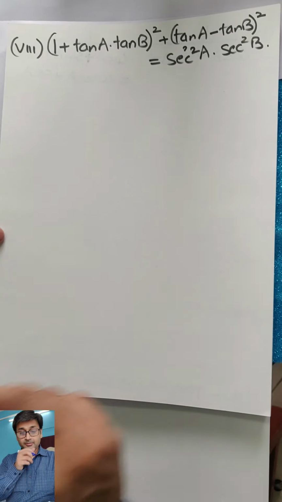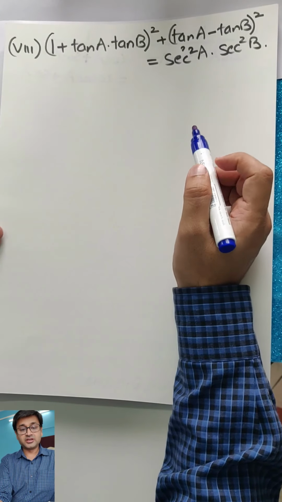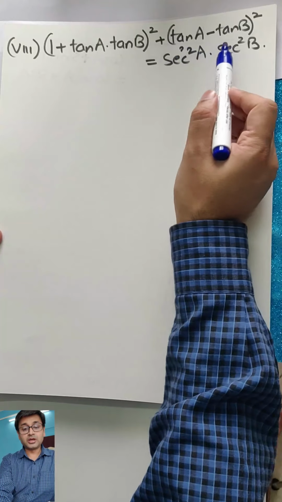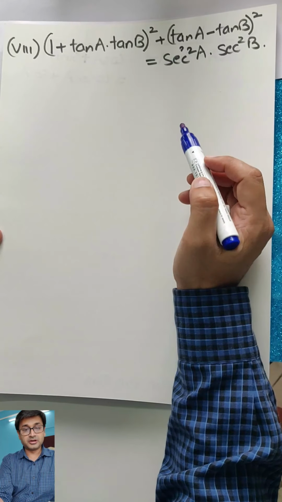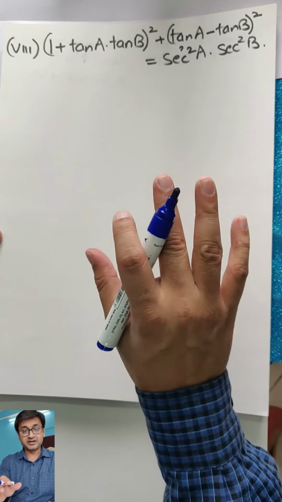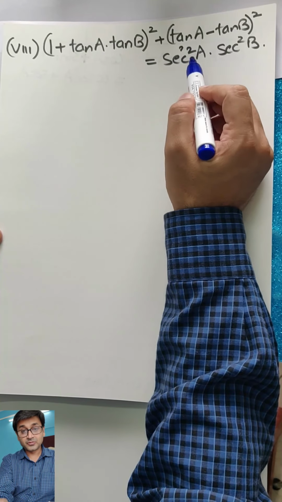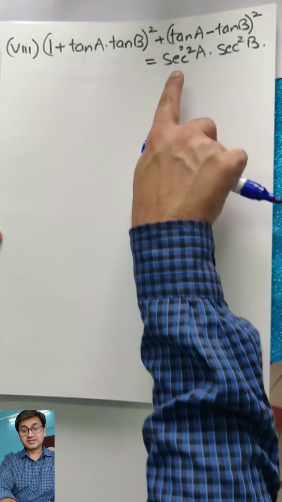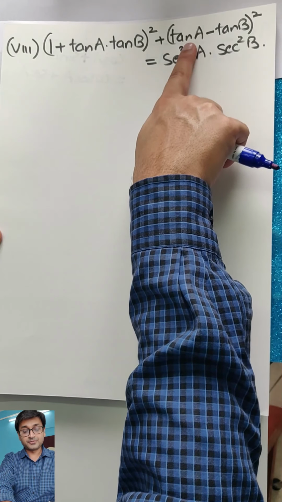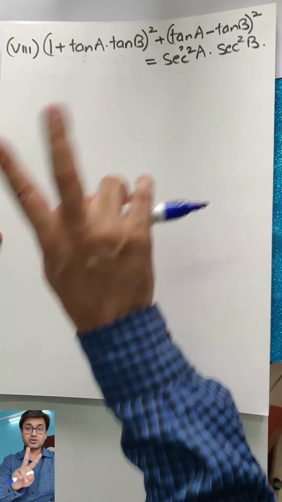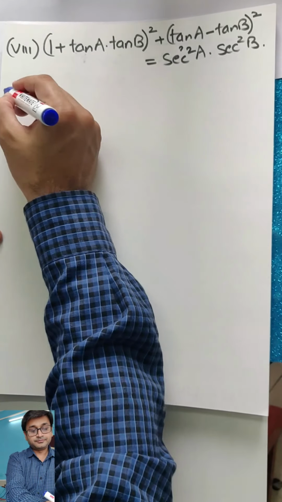Okay, come on, sum number 8. Start with the LHS. Maybe you can use the a plus b whole square formula and a minus b whole square expanded, and then reach a particular point where you can say tan square is sec. Remember the square ratio: sec square is equal to 1 plus tan square. So I've given you 2 clues, hit it.